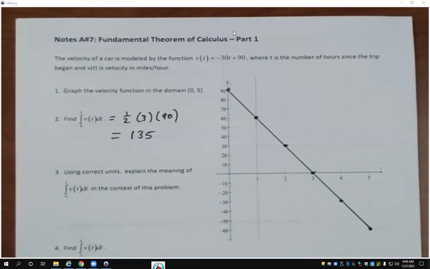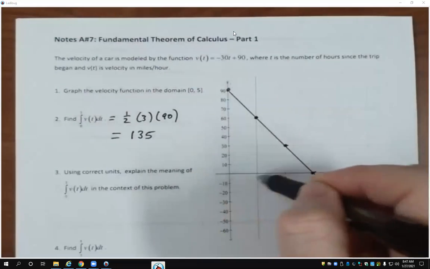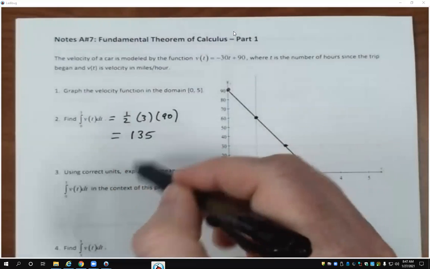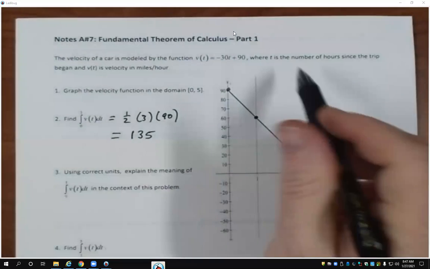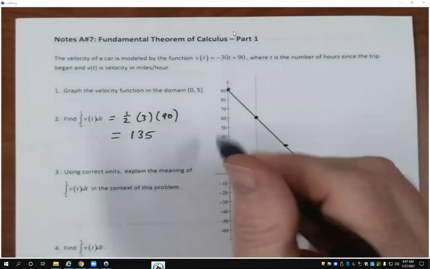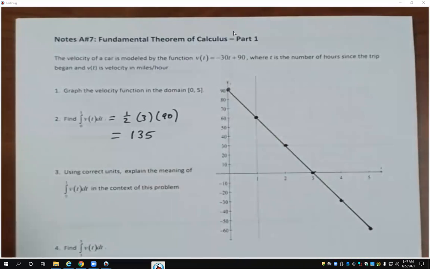That's the base. Okay, but in the context of this problem, what does getting 135, which is the area of this triangle, mean? When we integrate velocity, what are we getting? Miles an hour. Not miles per hour. Good guess. Miles per hour would be just velocity, right? But when we integrate velocity, we're really finding... integration means antiderivative, right? What is the antiderivative of velocity?